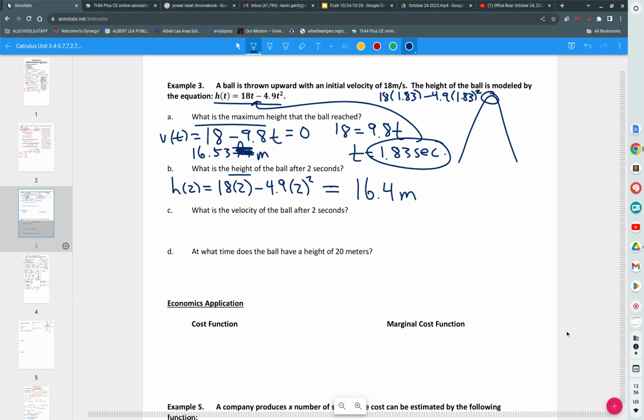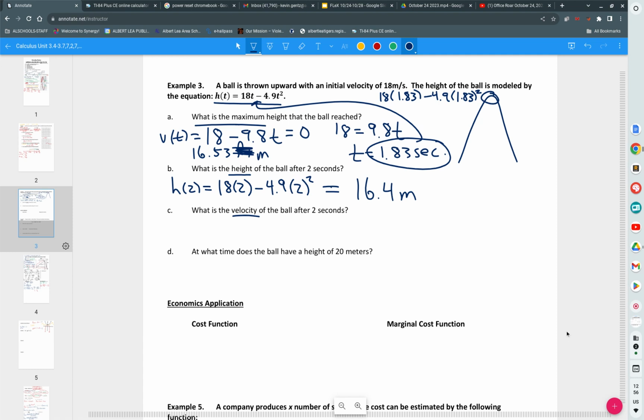What is the velocity of the ball after 2 seconds? Talk to your partner. See if you can tell them something intelligent about the velocity after 2 seconds without actually calculating it. Talk. What do you know about the velocity after 2 seconds? 10 seconds. 5, 4, 3, 2, 1. Is the velocity going to be positive or is it going to be negative? Negative. Why? It's on its way down.